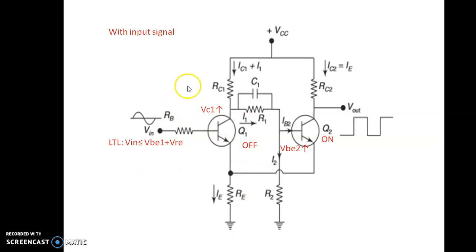Then Q2 is driven into saturation and Q1 is driven into cutoff, and at this instant the collector voltage of Q1 will be VCC and the collector voltage of Q2 will be VCE sat plus VRE, because the transistor Q2 is now in the on condition and its collector voltage will be at this level. Hence, we obtain the conversion at this point.